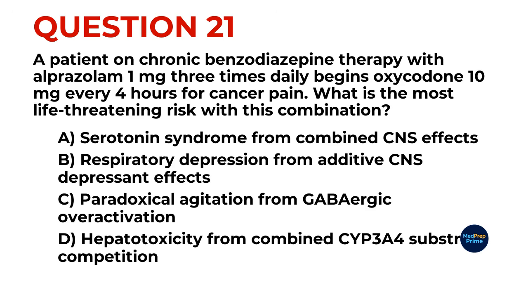A patient on chronic benzodiazepine therapy with alprazolam 1 mg 3 times daily begins oxycodone 10 mg every 4 hours for cancer pain. What is the most life-threatening risk with this combination? Option A. Serotonin syndrome from combined CNS effects. Option B. Respiratory depression from additive CNS depressant effects. Option C. Paradoxical agitation from GABAergic overactivation. Option D. Hepatotoxicity from combined CYP3A4 substrate competition.